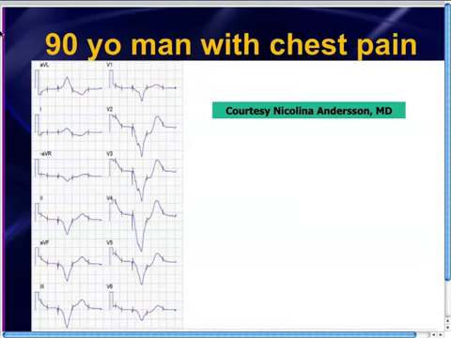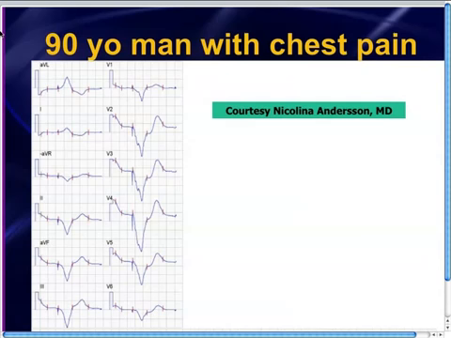This week's case was provided by a young emergency physician by the name of Nicolina Anderson, who's from Sweden. I had a chance to meet her at the ACEP Scientific Assembly in San Francisco this past fall, and she sent me a couple of very nice cases. A very nice young lady. And this was one of the interesting cases that she had sent me.